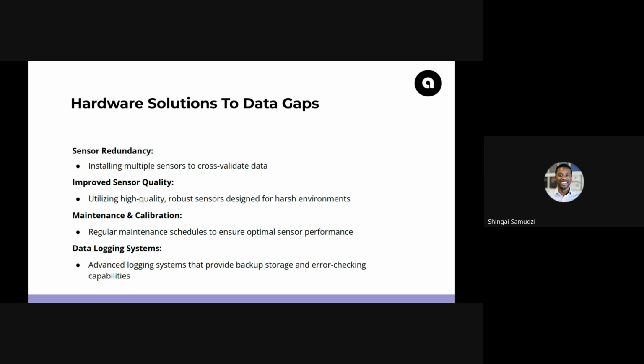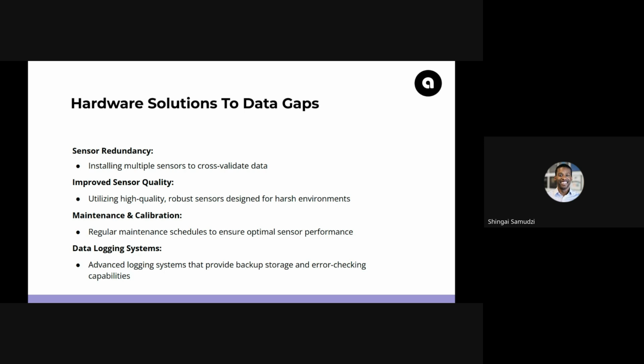Another approach is regular maintenance schedules to ensure optimal sensor performance. So essentially you're adding another step to your O&M. So it's not just about making sure that the panels are working or that your inverters are working or the cables are configured properly, but you're also now looking at the sensors themselves to make sure that they're operating at top quality.